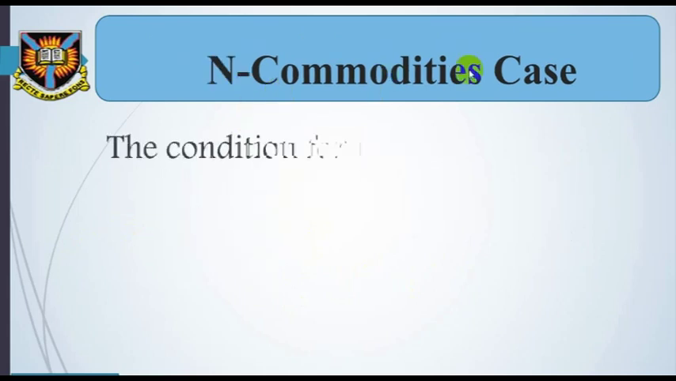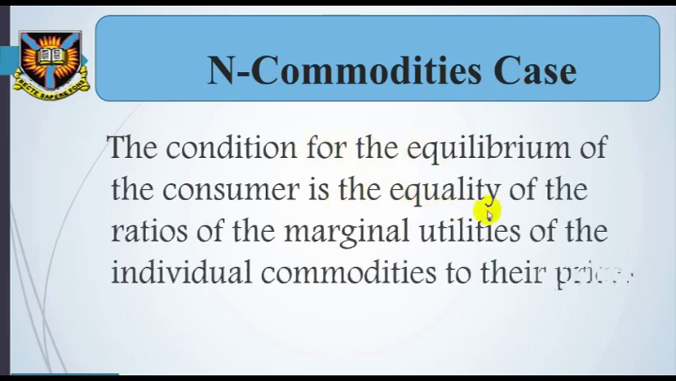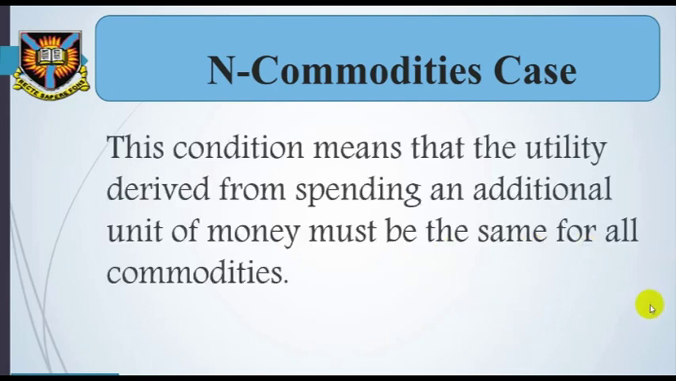The n commodities case. The condition for the equilibrium of the consumer is the equality of the ratios of the marginal utilities of the individual commodities to their prices. This is stated thus: MUx over Px is equal to MUy over Py equal to MUn over Pn, and so on, equation 4. This condition means that the utility derived from spending an additional unit of money must be the same for all commodities.